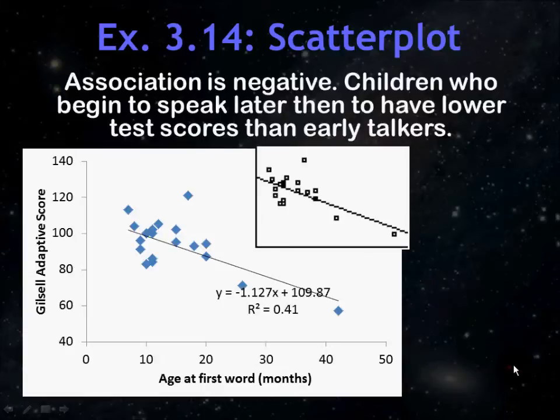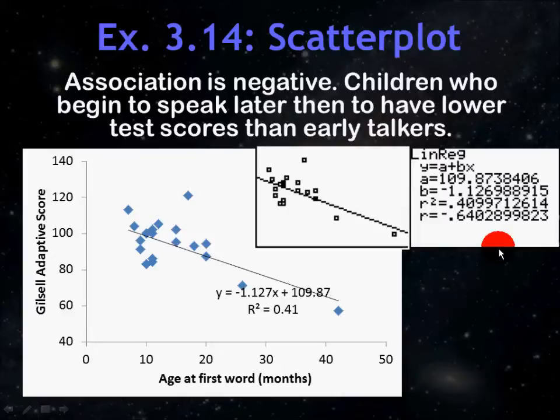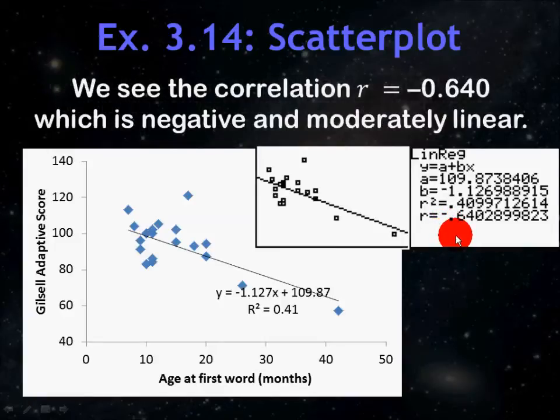If you do your LinReg on your calculator, you get these values, and you can enter the equation of the line, r and r squared. We'll get to r squared on Monday, but now you see our r is negative 0.64, which tells you that the association is negative, and it is moderately linear, albeit not super linear.